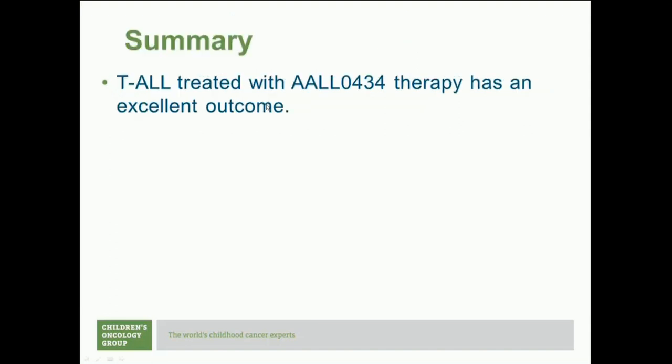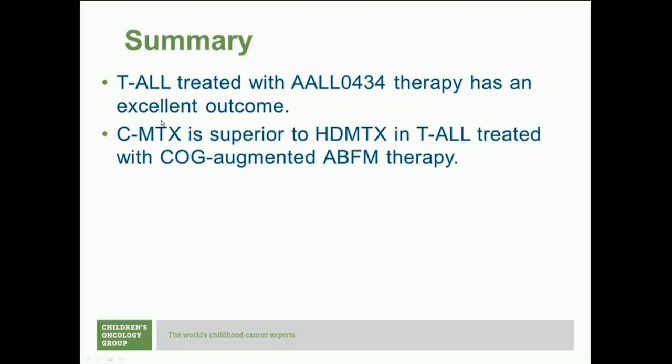So in summary, T-LLy treated with 0434 therapy has an excellent outcome. Capizzi methotrexate, or escalating doses, is superior to high-dose methotrexate in T-LLy treated with COG augmented therapy the way that we did it. This is important too. You can't change a drug regimen and just use higher-dose methotrexate within a different drug regimen. It has to be this one. You can't take these modules out and just place them where you want to. And I think that's important to remember when you're using any kind of therapy. You have to really look at how the trials used the drug and use it in the same manner to get the same results.